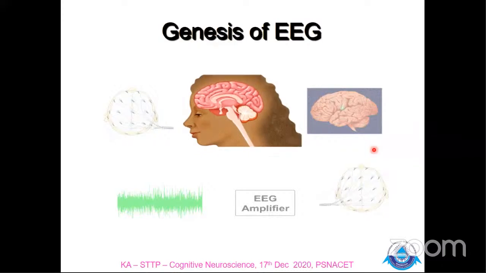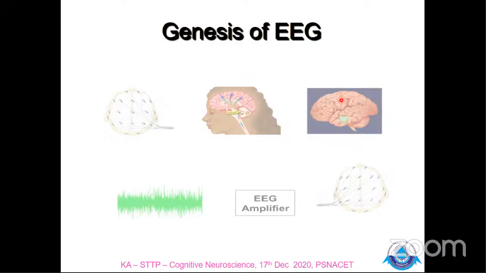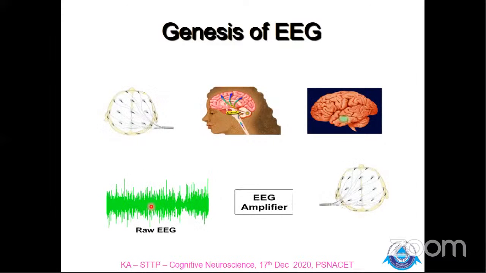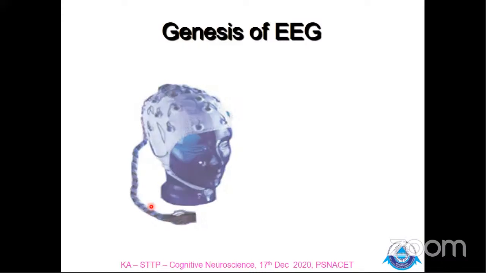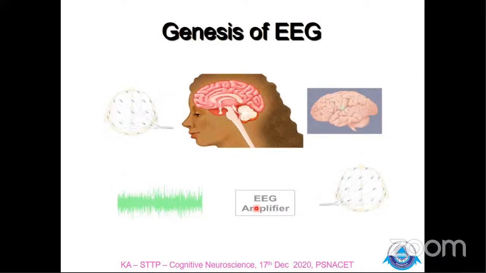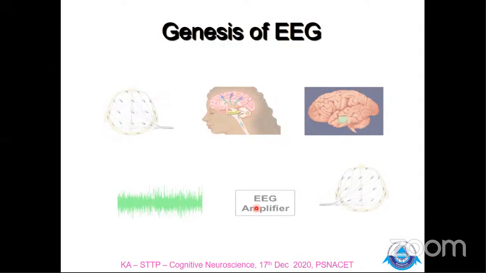Genesis of EEG. See, inside the brain there are many neurons firing at many locations. This is an EEG signal. In the EEG signal we don't get any information; it looks like a random signal. So the signal is taken from the brain using electronic devices, and we amplify and boost it up. Finally, we get the brain signal, which is the EEG signal.